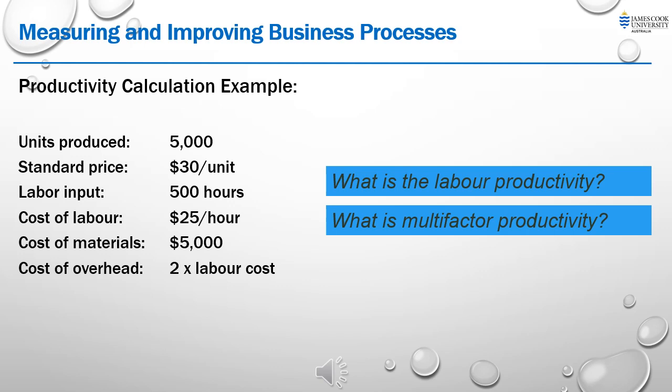Let's have a look at this example. We have, for example, 5,000 units produced. The standard price is $30 per unit. Labor input is 500 hours. Cost of labor is $25 per hour. Cost of material is $5,000, and cost of overheads is 2 times labor cost. We want to look at what the labor productivity is and what the multi-factor productivity is here.